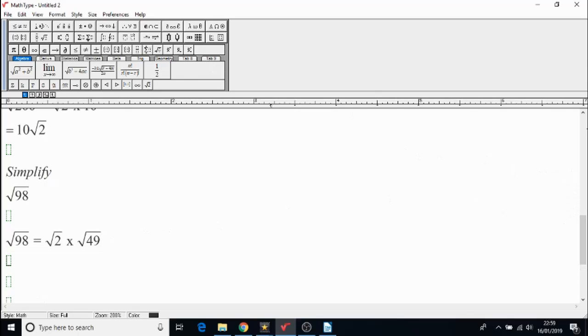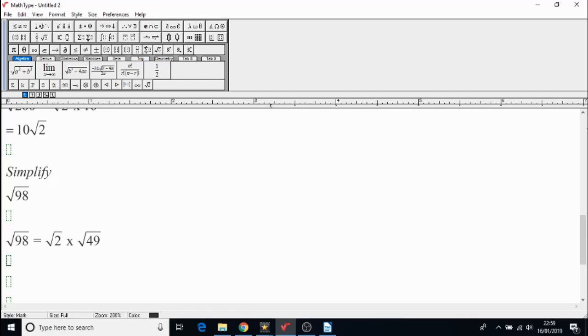Again, this is why it's very important you know your multiples, because you could look at 49 and be like, oh, what are its factors? What goes into 49? Now, if you knew your 7 times tables, you could easily spot that the square root of 49 is 7. 7 multiplied by itself is equal to 49.